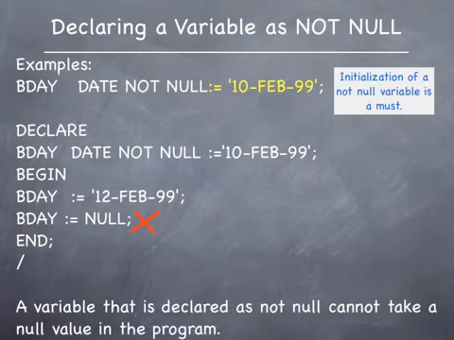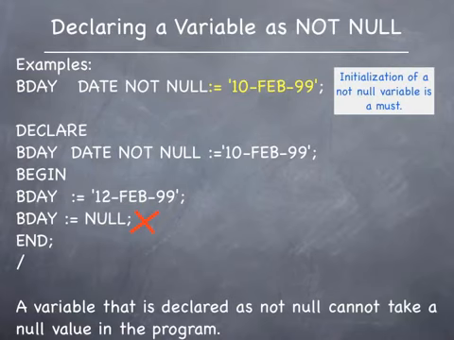When you declare a variable, you can associate it with a not null clause. This would mean that the variable being declared cannot take a null value in the program. In the example, the variable bday is being created to be of date type. It is being identified as not null. An initial value of 10th of Feb 1999 has been assigned to bday. This type of assignment of a variable during its variable declaration for a not null variable is mandatory.